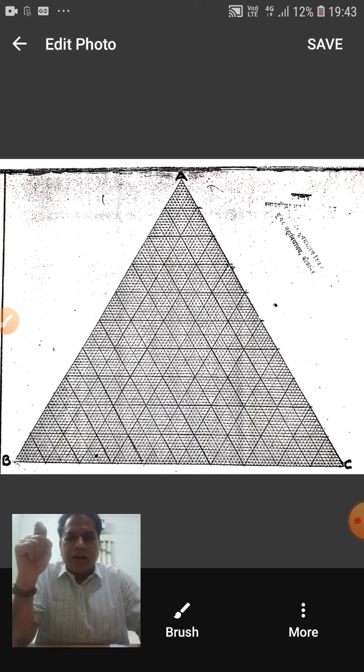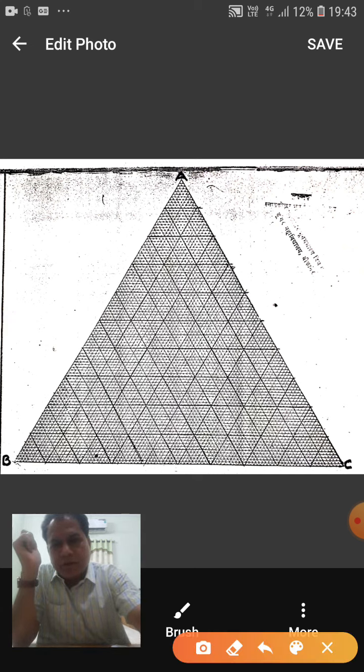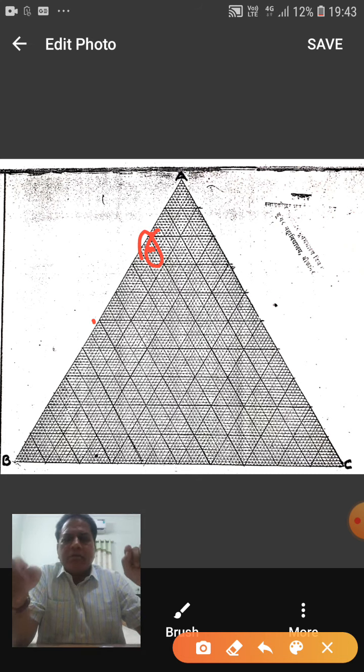So the point will lie on the line AB and it will be nearer to A. So this point, this is the AB line, right? This is 50, A50 B50. As we move towards A, this is the point. This is A80, B20 and C will be 0.